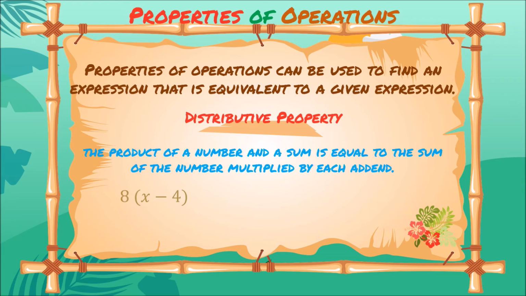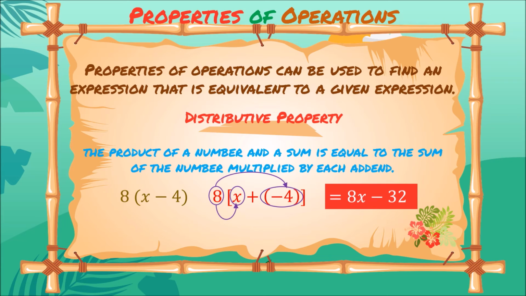For example, 8 times x minus 4. First, think of x minus 4 as x plus negative 4. Next, multiply 8 by x and negative 4, and add the products. Then, simplify. The result is 8x minus 32.